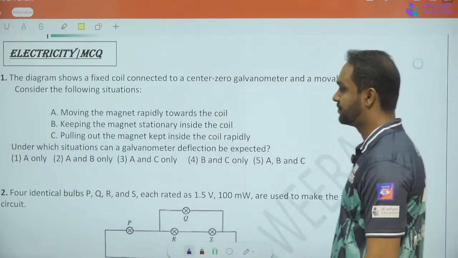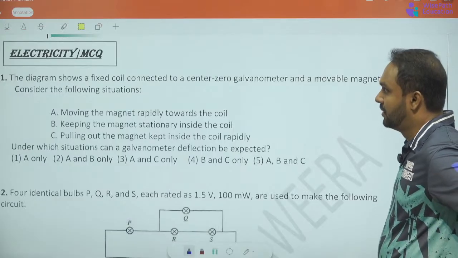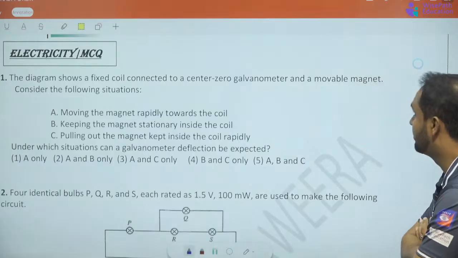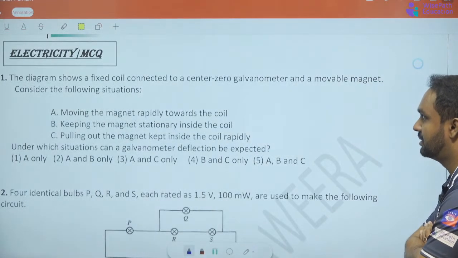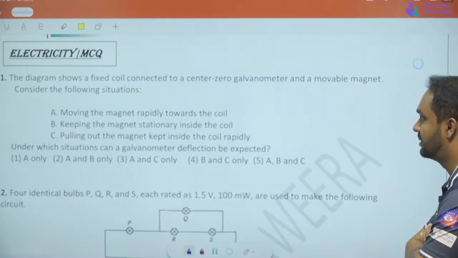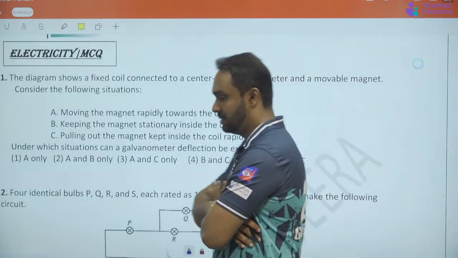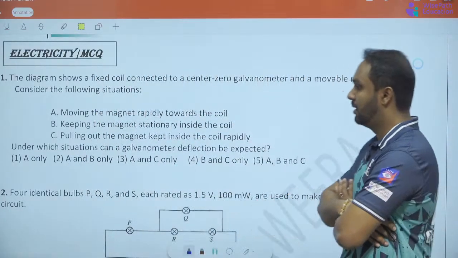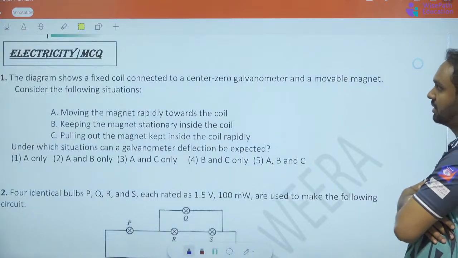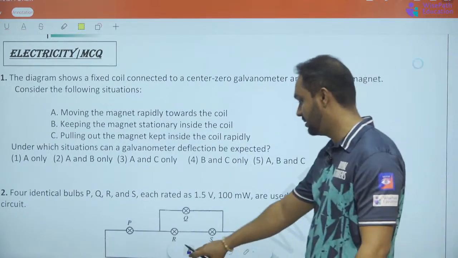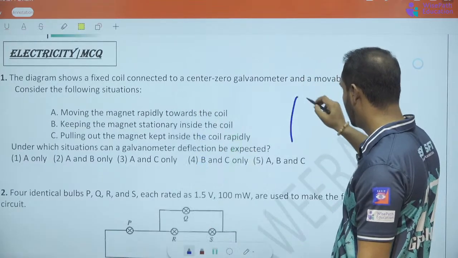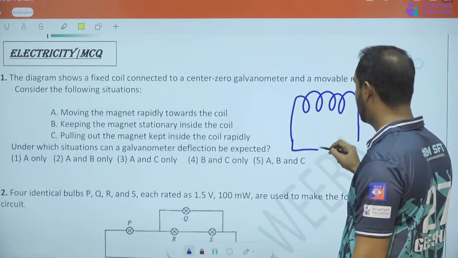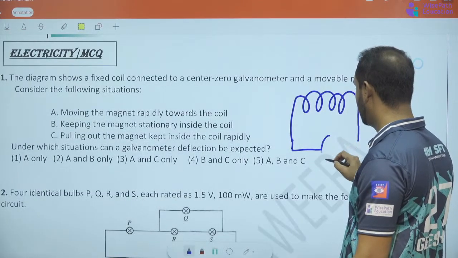The diagram shows a fixed coil connected to a center zero galvanometer and a movable magnet. Consider the following situations. So as it says, it should be a diagram like this. So it's a fixed coil connected to a center zero galvanometer, something like this. It's a fixed coil, something like this, right? Connected to a center zero galvanometer.